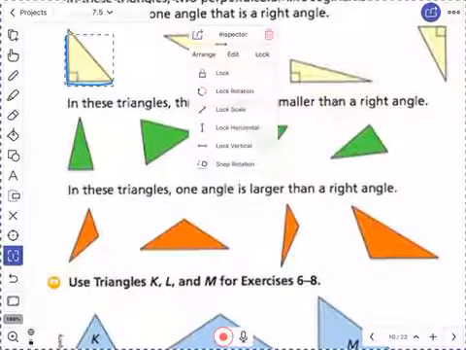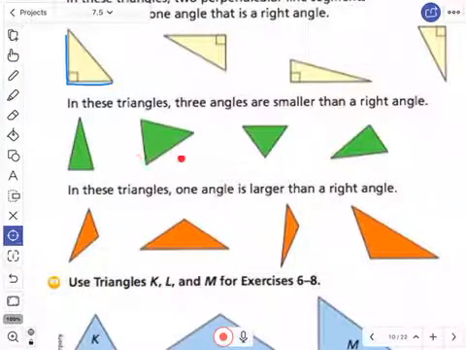In these triangles, there are three smaller angles. The three angles are smaller than a right angle. They are all smaller than a right angle. These triangles, one angle is larger than one of the right angles.